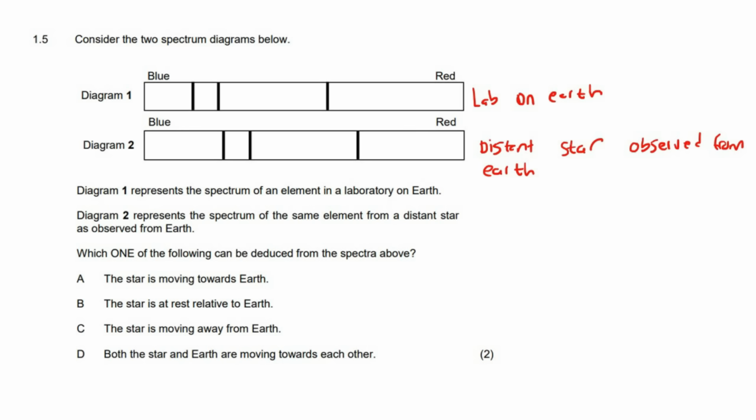Alright, so before we go into this question, I need to give you a quick summary and a quick recap of this whole idea of the blue shift and the red shift, and some scientists are saying that the universe is busy expanding and all of that. And it all has to do with the Doppler effect. So let me quickly explain.